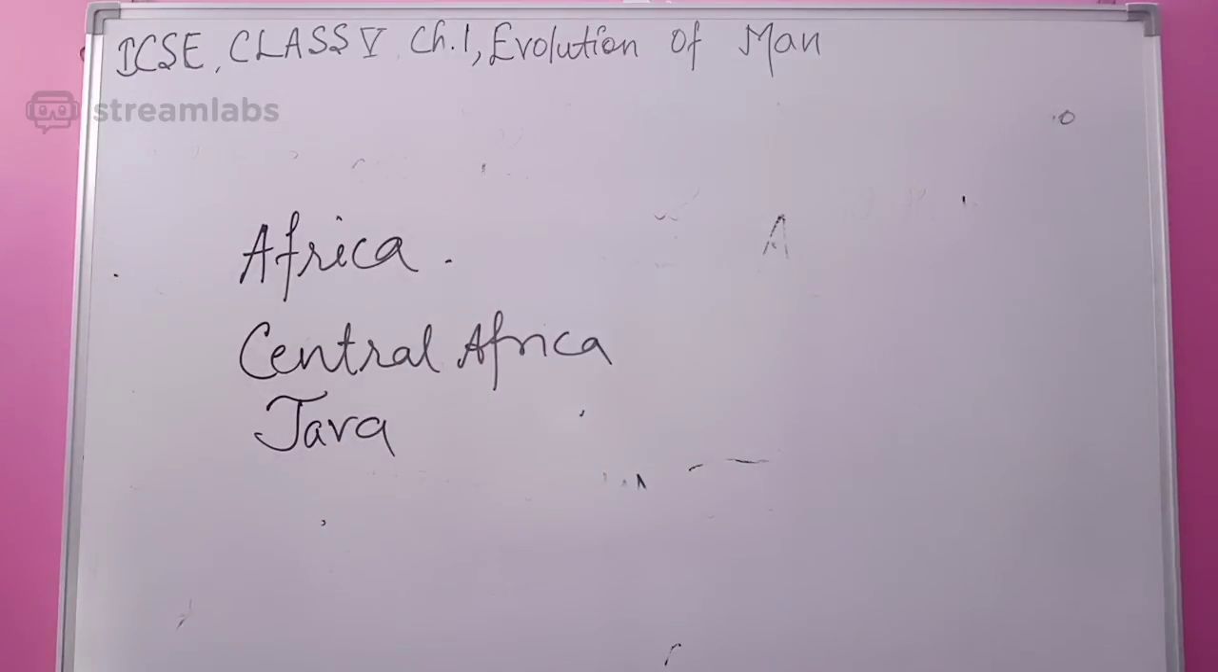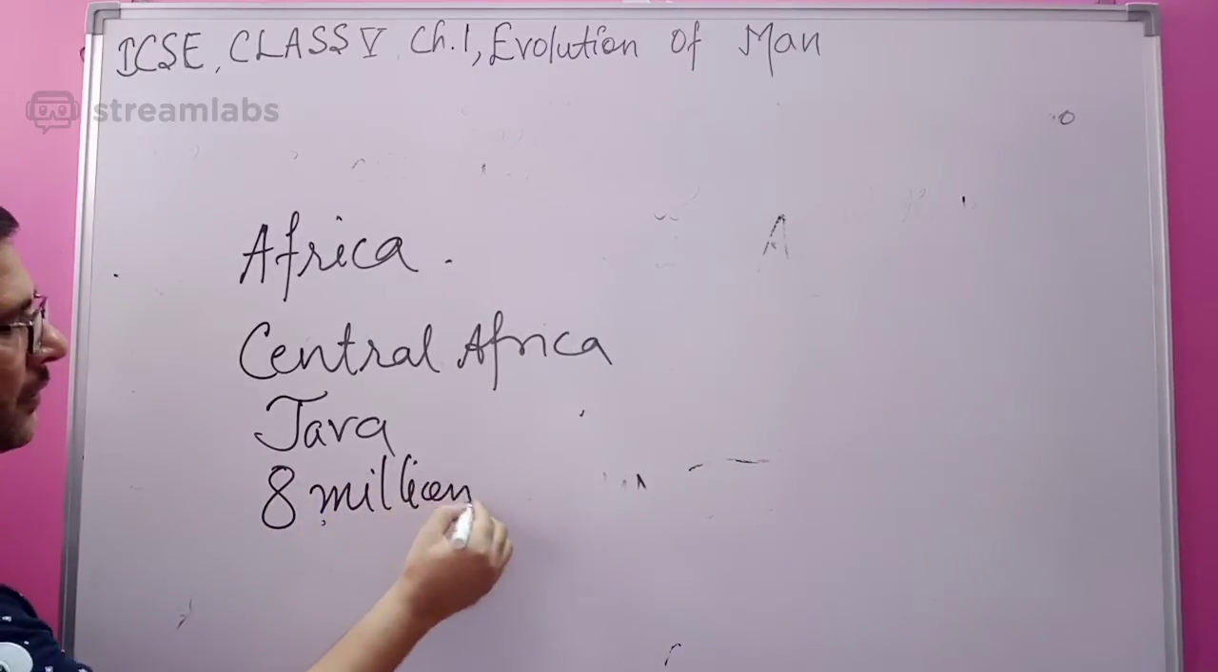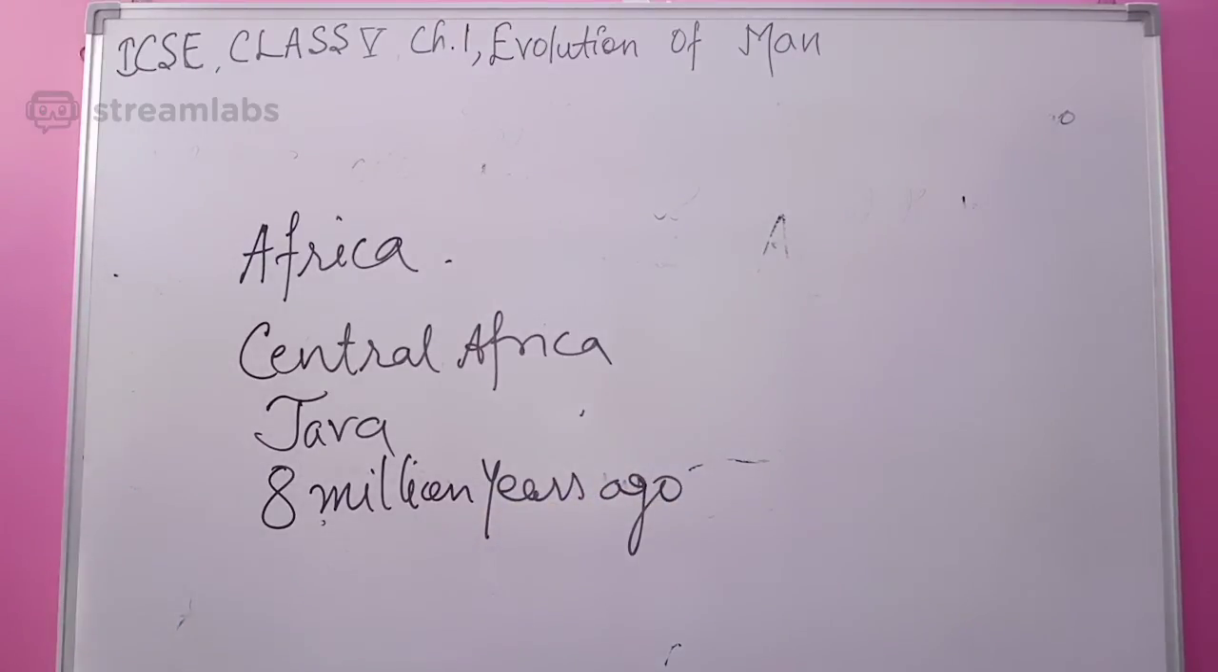My fourth question. Ramapithecus, the first species of early man, lived around 8 million years ago, 8 lakh years ago, or 8,000 years ago. And the answer is 8 million years ago.